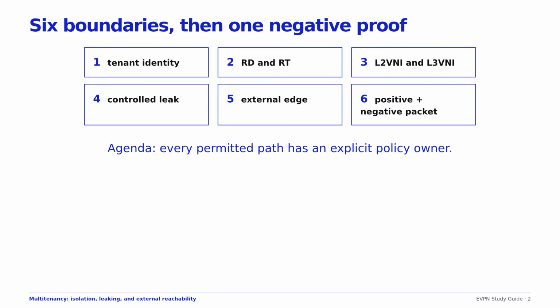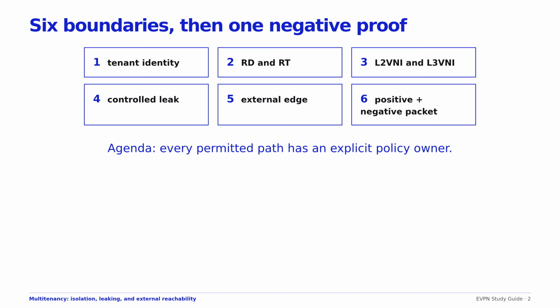Here is our agenda. First, we shall separate tenant identity from addressing, because two tenants may legitimately use the same prefix. Second, we shall give route distinguishers and route targets their distinct jobs. Third, we shall map Layer 2 and Layer 3 VNIs to MAC and IP VRFs. Fourth, we shall build controlled leaking for shared services.